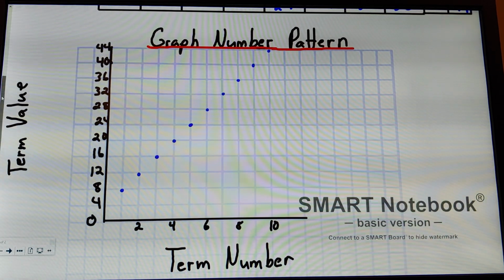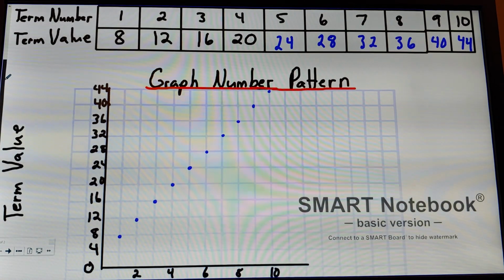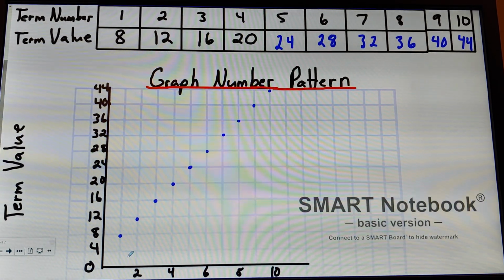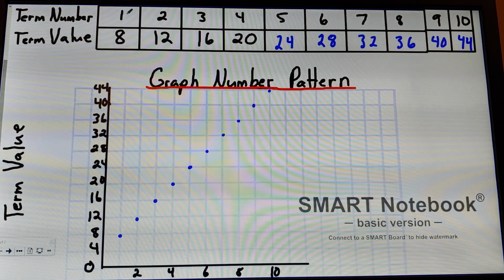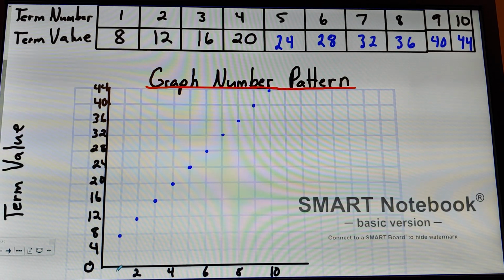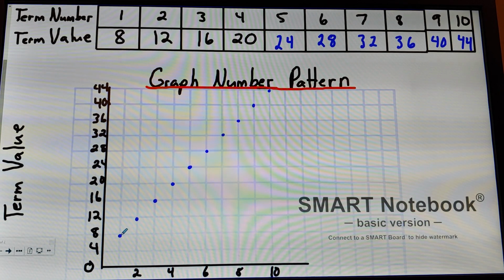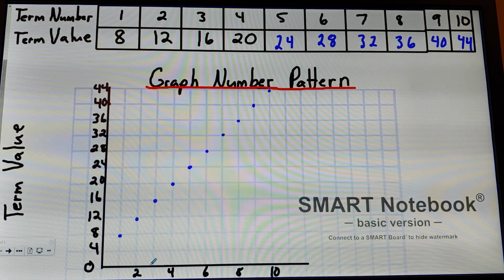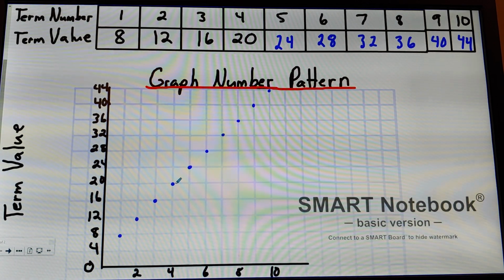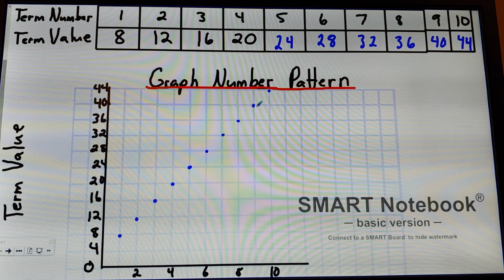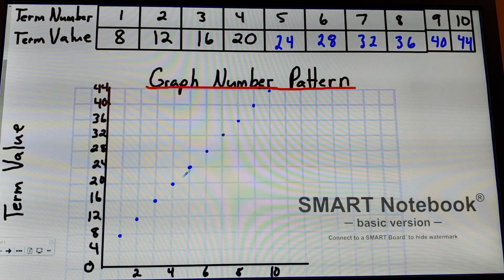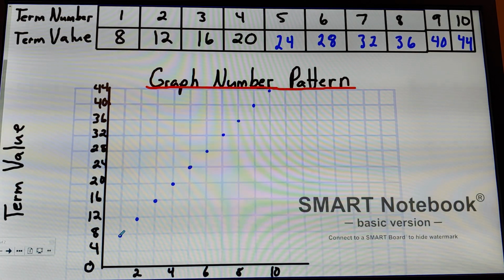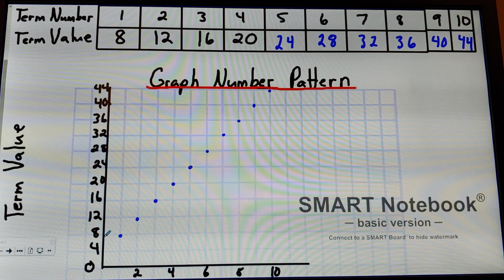Okay. So I'm just going to cover up that bottom one for a minute so we can see the chart up top. So we can see our first term number is worth 8. So even though I don't have one written there, we can see that it's on the line. So the first one would be worth 8. The second term number has a value of 12. So there. The third one is 16. The fourth is 20. And then I just continued on. And if we were to draw a line along this, we would see we get a straight line.